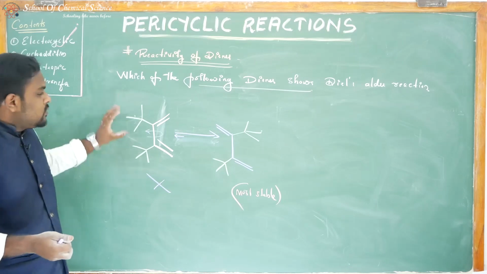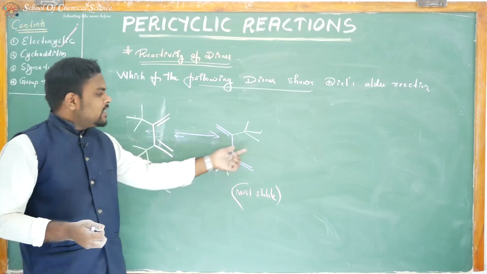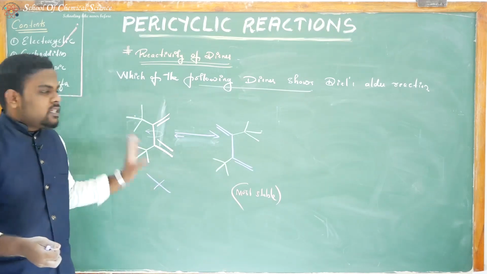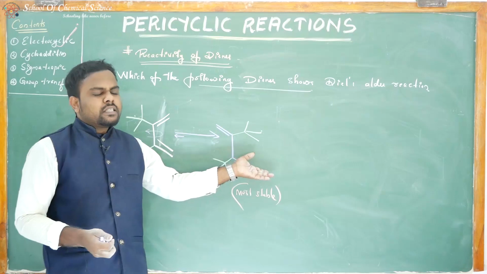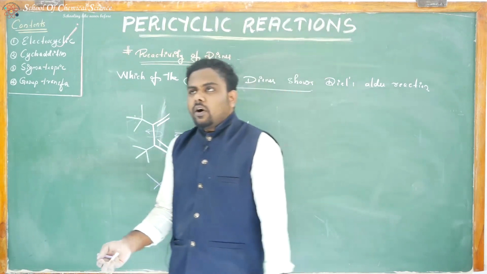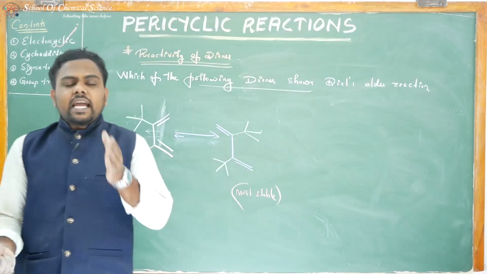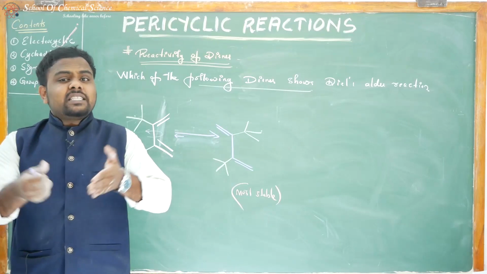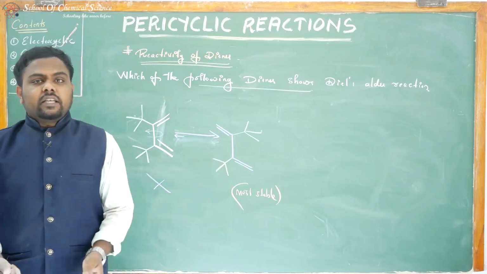So it always exists in transoid form. So this diene does not show Diels-Alder reaction because it always exists in transoid form. That is the first point. For the reactivity of a diene, the diene must be in cisoid conformation, and when the system is a rigid system, there is very high reactivity.